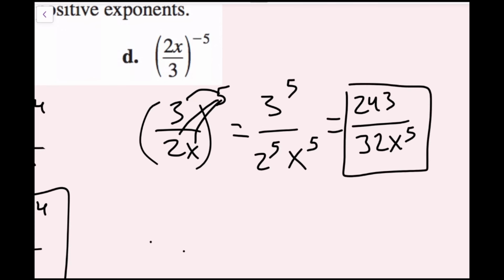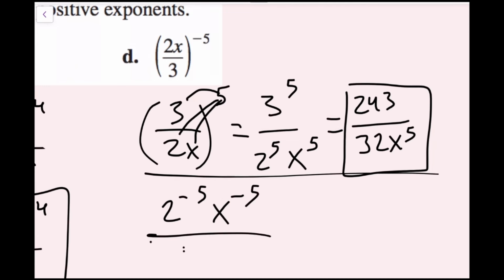I'm going to do this one a slightly different way to just show you that it doesn't matter which way you do it. Okay, I'm just going to take this negative 5 and apply it to every single one of our factors right away. Okay, so this is going to be 2 to the negative 5th, x to the negative 5th, over 3 to the negative 5th. Okay, and notice if I play my top or bottom game right here, this will go to the top, this will go to the bottom, and this will go to the bottom because they're all negative.